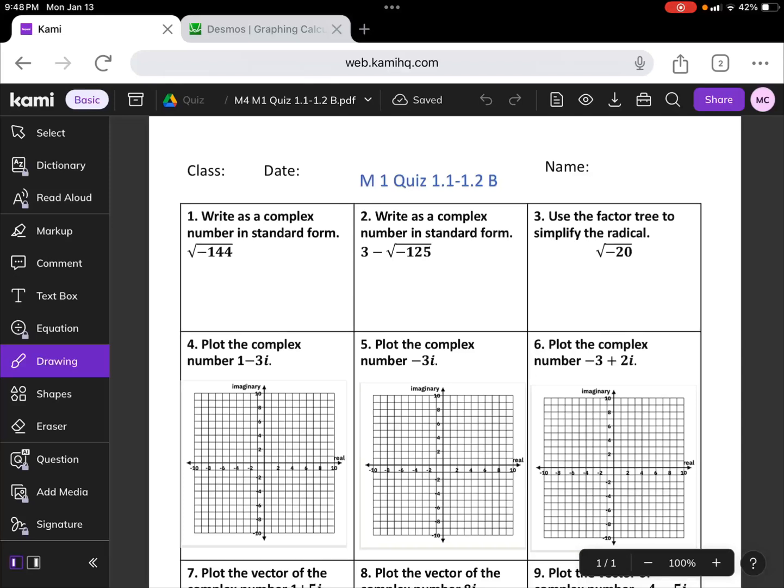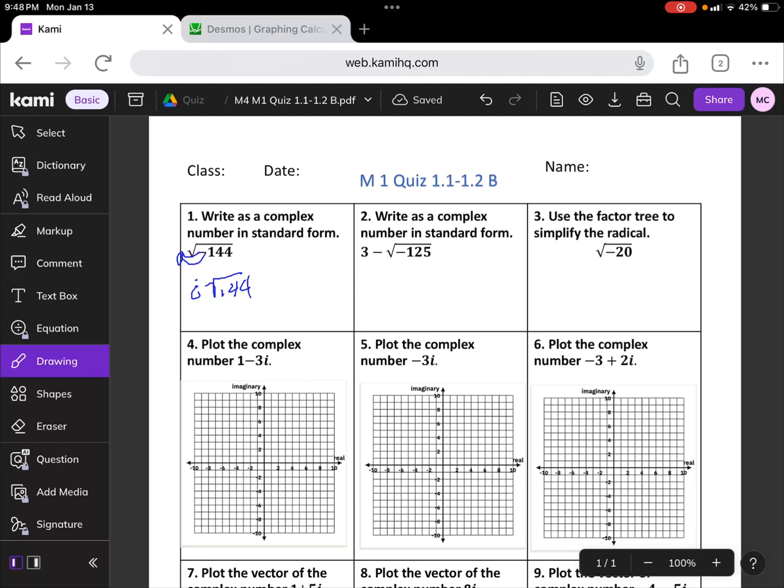number in standard form. So the very first thing we've got to remember is there's a negative up under the radical, so we've got to pull it out. And to do so, when we do that, it becomes I. So now we have I, the square root of 144. So now we look at the 144.